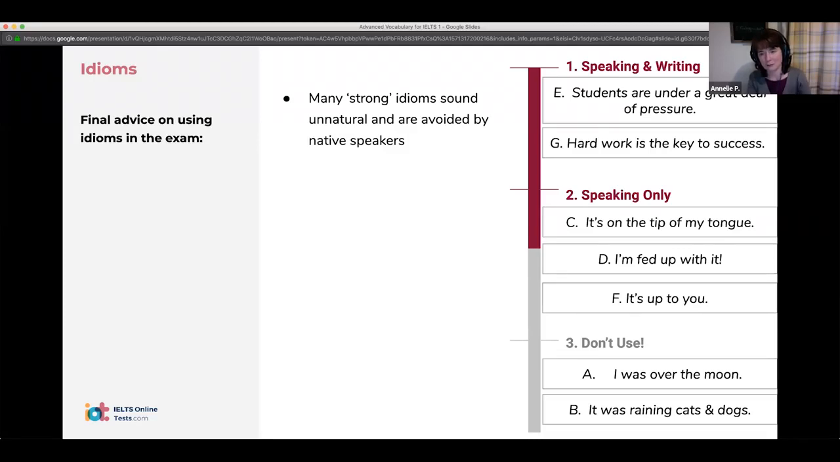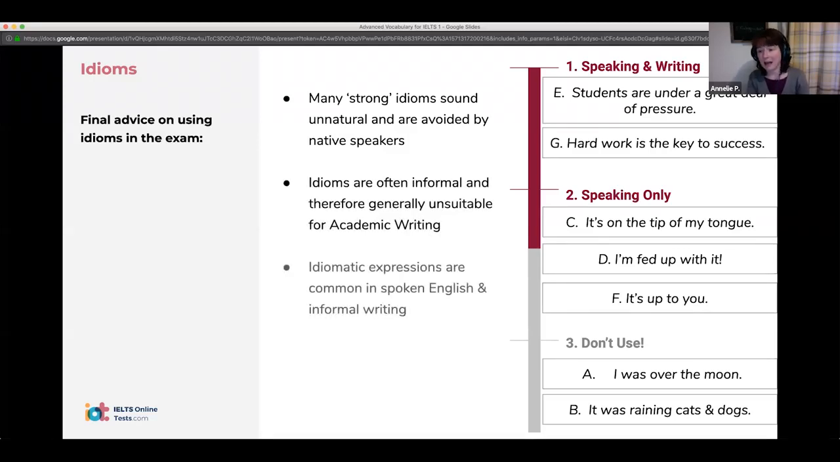So don't try and put a lot into the speaking, and they are never ever possible for writing, unless they're those sort of specific ones we've looked at there.